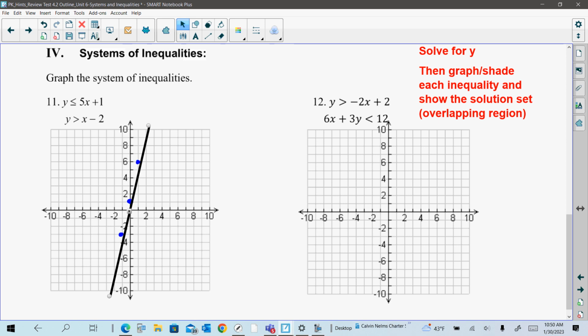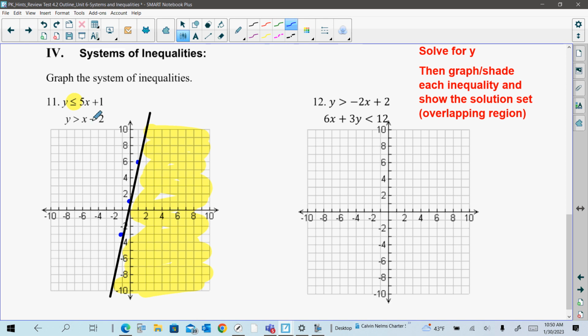But the thing you have to remember for this is your shading. This symbol right here, how would I shade on this line? Just to the left. Yep. No, not to the left. It's less than. It's below. So you need to shade here because you have to find where they overlap.